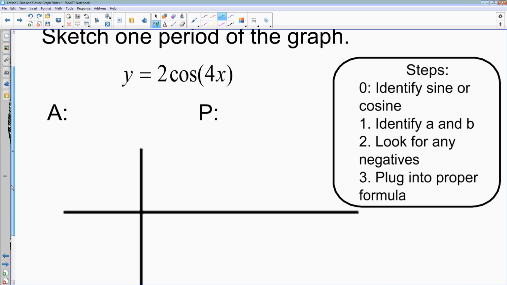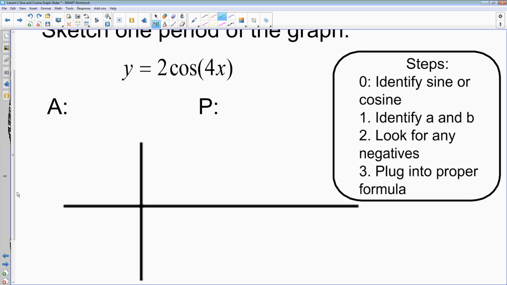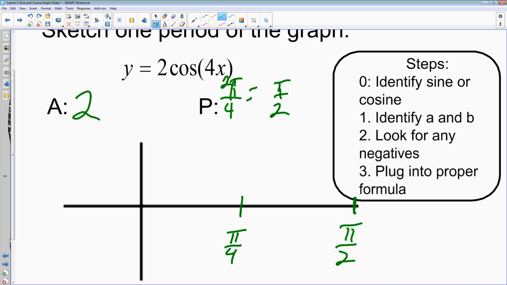So let's do a few more examples. y equals 2 cosine of 4x. So my amplitude is 2, and my period I'm going to find by doing 2 pi over 4, and that reduces to pi over 2. All right, so I'm going to put pi over 2 here, and we're just drawing one period of our graph. So half of pi over 2 is pi over 4, and half of pi over 4 is pi over 8. And then 3 pi over 8 is in between. We'll put -2 down here and +2 up here.